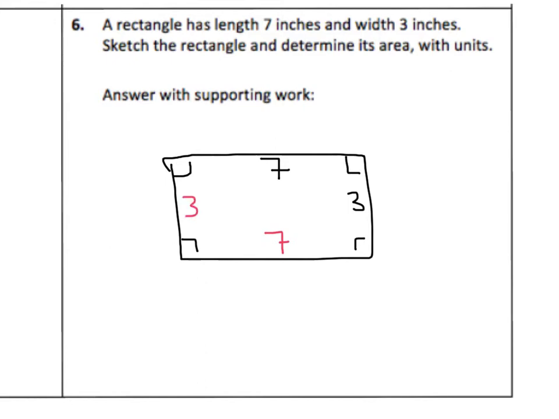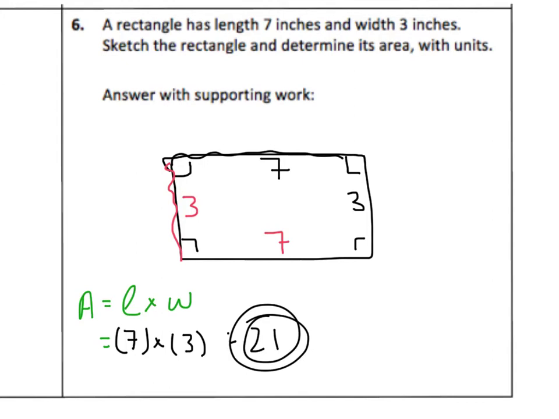Now that allows us to do some calculations. We want to do the area, and the area is just going to be length times width. So in this case, the length would be 7, and the width would be 3. So 7 times 3 in this case will be 21, and that's going to be your area. And if you want to be more specific, that's going to be 21 square inches.